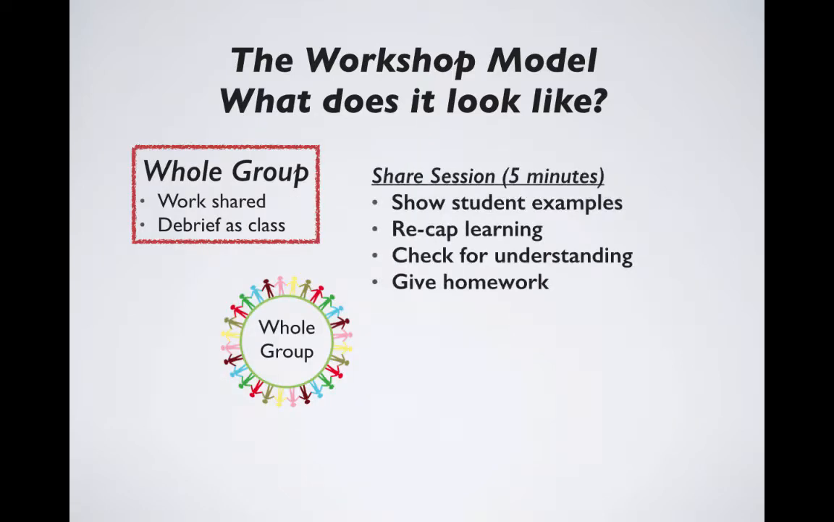When students move back to the whole group, they do a share session for about 5 minutes, where students show examples of what they have learned, and they recap their learning together. It's here that the teacher gives homework if needed and checks for understanding of those objectives and learning goals.